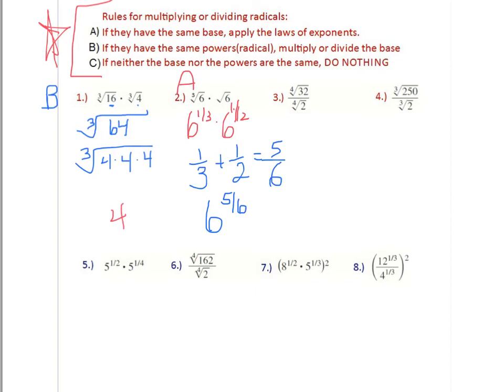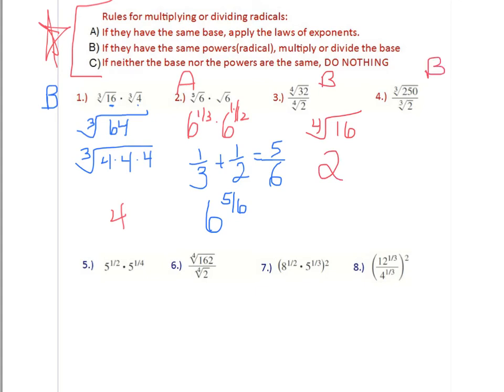Okay, so for situation 3, they have the same radicals and the same powers, so we're going to divide the bases since it's a division problem. So that's a B situation. So that is the fourth root of 16. And now what times itself 4 times is 16 is 2.